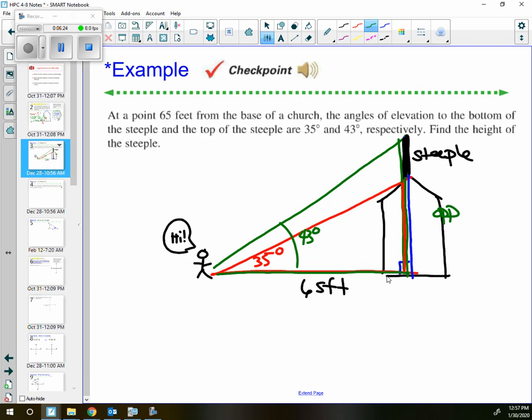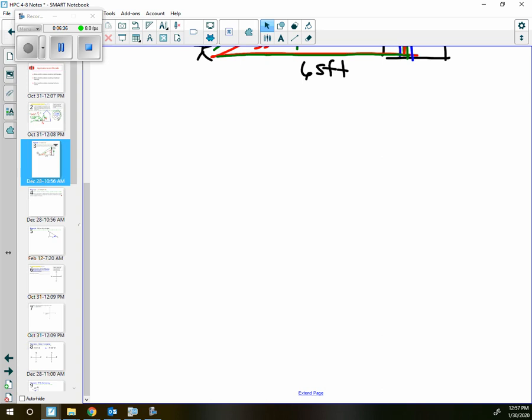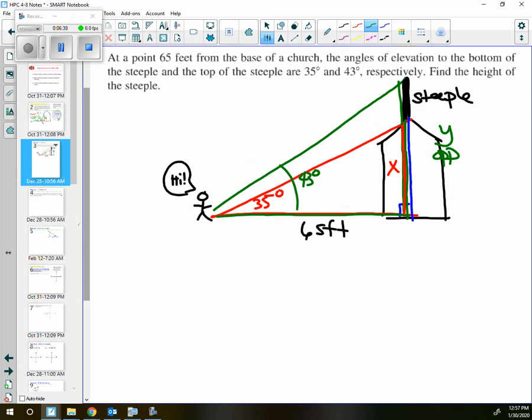So I'm going to color code here and label. The opposite side for the green triangle, I'm going to call Y. And for the red triangle, I'm going to call that opposite side X, just so we can keep things straight. So in my green triangle, that's the 43-degree angle. We're going to be using tangent because it's opposite over adjacent. So tangent of 43 degrees is equal to Y over 65. In the red triangle, the tangent of 35 degrees is equal to X over 65.